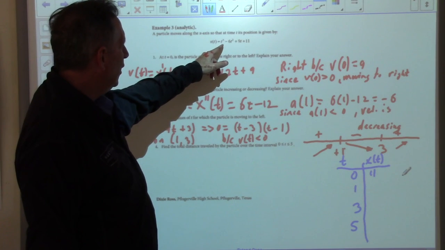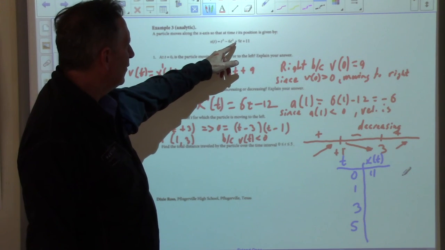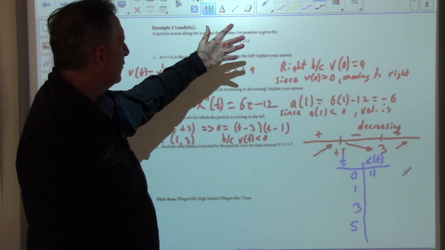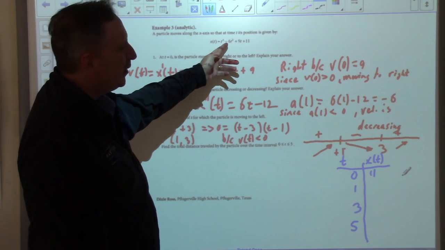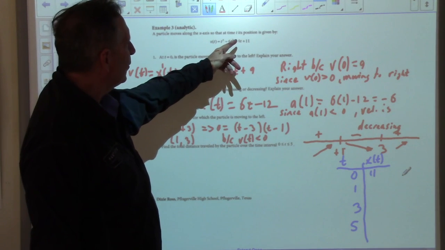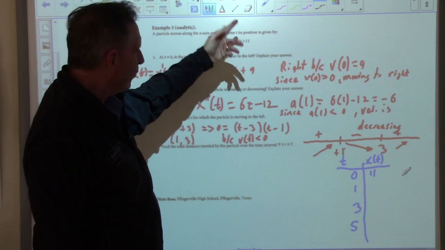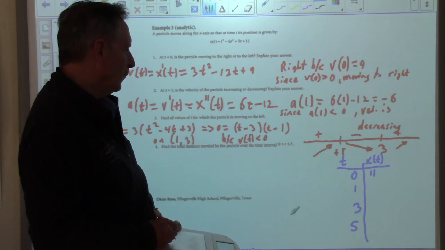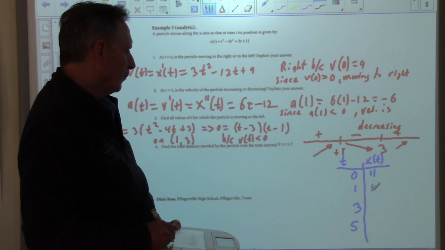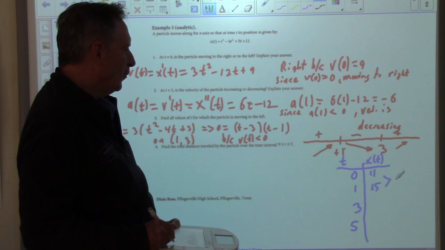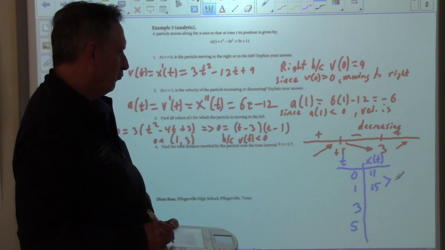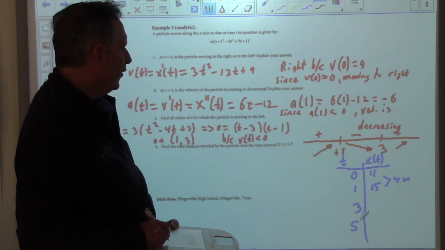Yeah. So we have 1 minus 6 plus 9 plus 11. 1 minus 6, that's negative 5, plus 9 is 4, plus 11, 15. So how many meters did the particle travel here? 4 meters, right? 4 meters traveled.